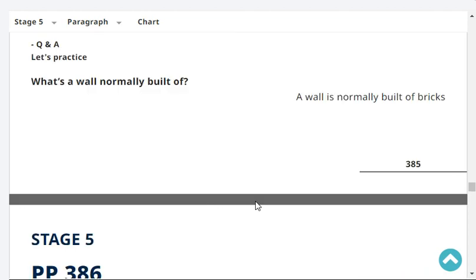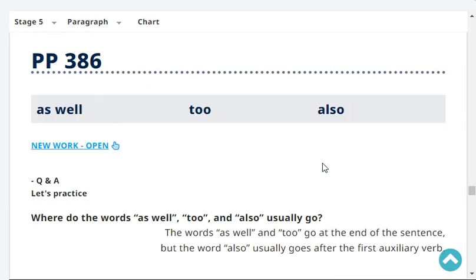What's a wall normally built of? A wall is normally built of bricks. Built of bricks. Very good. So it's like saying made of bricks. Okay, very good. Okay, next.